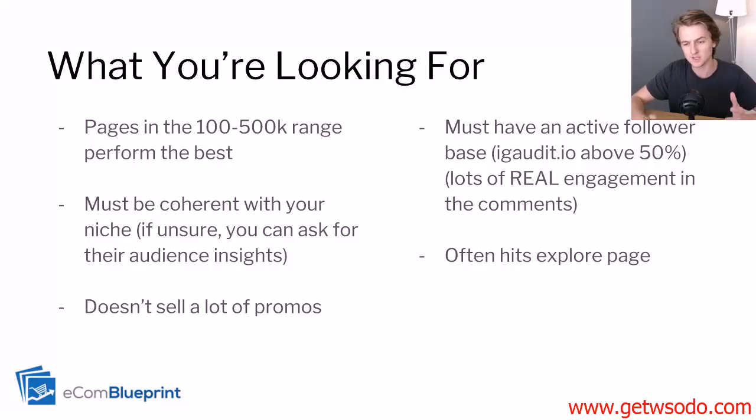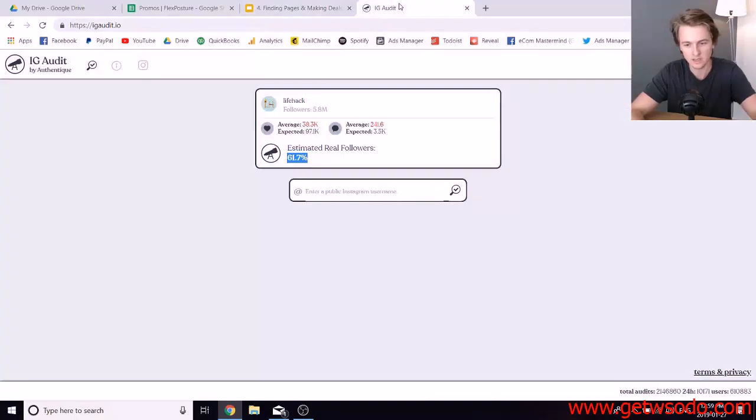Now, another thing is you want a page that has an active follower base. Now, there's a cool tool for that. It's called igaudit.io. And I ran an IG audit for this page right here, Lifehack. So it has 5.8 million followers. This is one of the pages that I used for Flex Posture. And as you can see, the estimated real followers are 62%. So this uses a bunch of data points and it gives you an estimate on the amount of real followers.